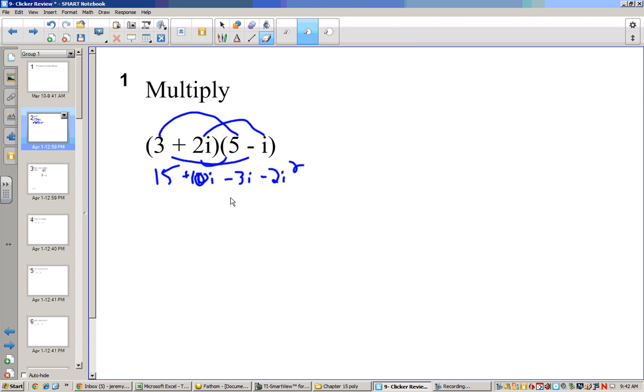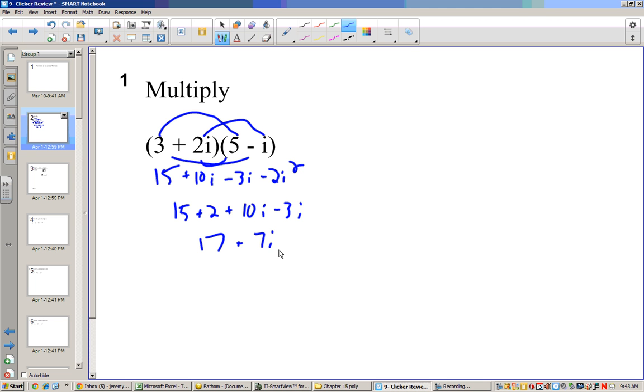All right, let's try that again. 10i. All right, so now when I subtract these, i squared is negative 1, so that's like plus 2. And so I have 15 plus 2, and then these would be 10i minus 3i. So 17 plus 7i would be the correct answer.